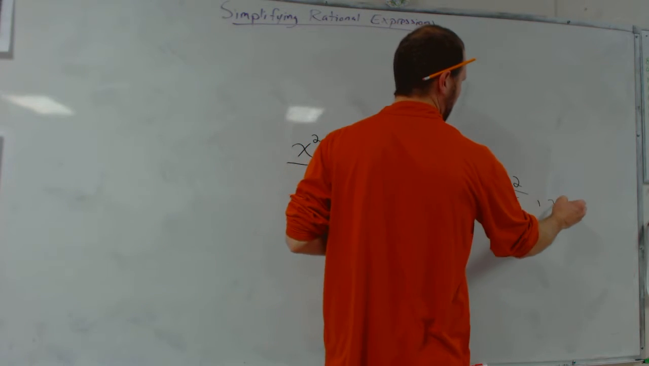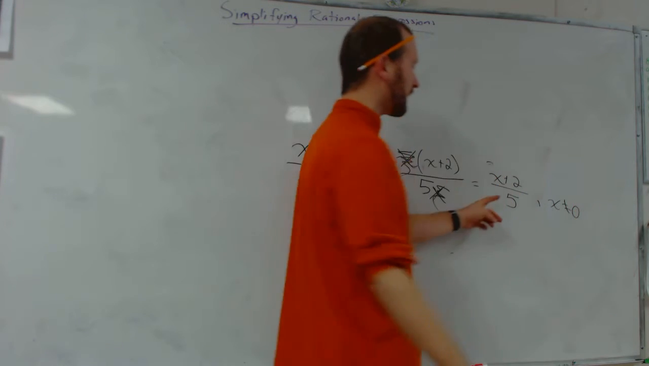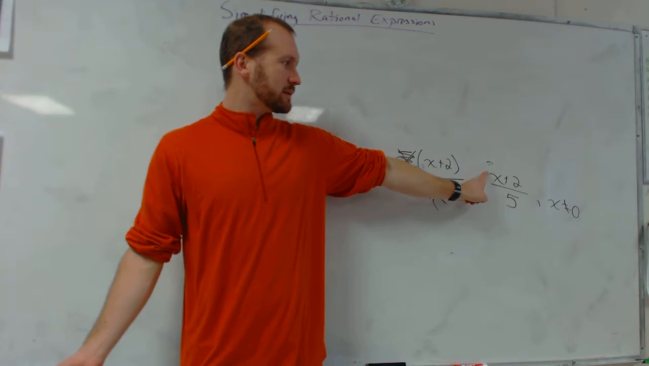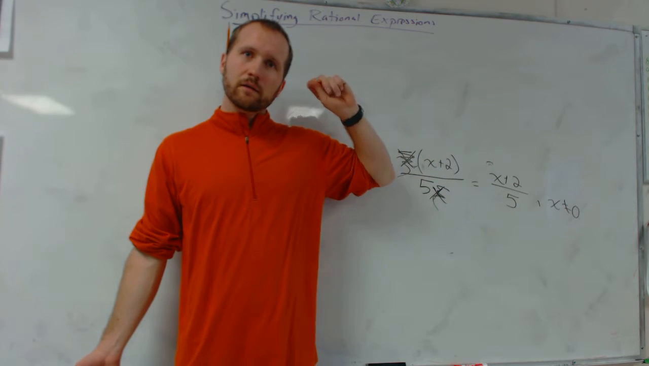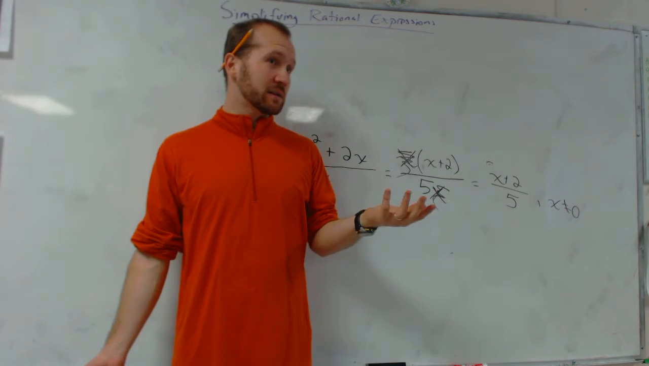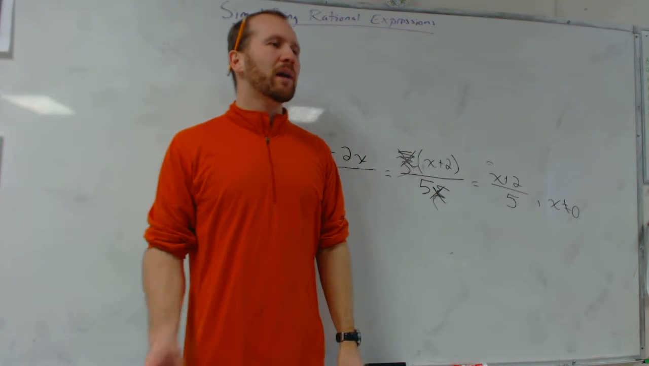Does it matter if x is negative 2? Because that would make this 0, right? Well, no, but if you have 0 over 5, that's nothing divided by 5, and you can't divide. 0 over 5 is just 0, right?